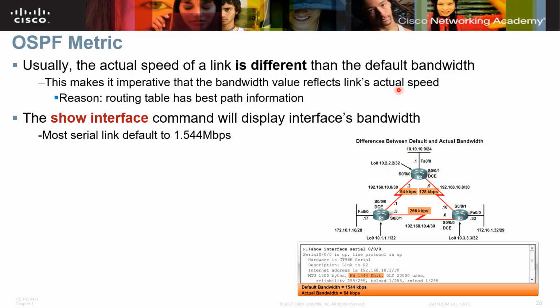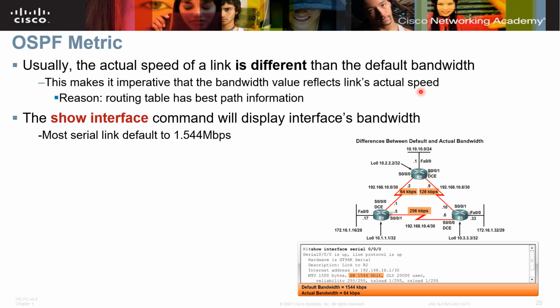The speed is not the same value as the bandwidth, but at least the value of the bandwidth should reflect the speed of the link. Why? Because I will build the routing table as a function of the best path with minimum cost, which means with the highest bandwidth. But the bandwidth should reflect the actual speed of the link.